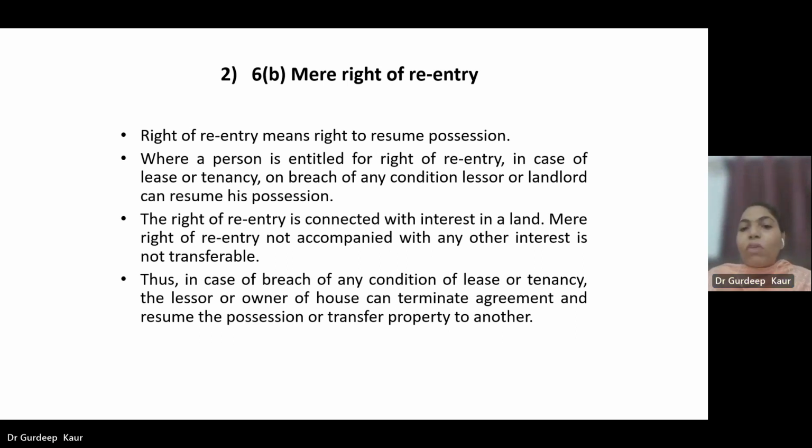Section 6, Clause B, provides another restriction, which is called mere right of re-entry. Here, right of re-entry means the right to resume possession. A person is entitled to a right of re-entry, basically in the case of lease or tenancy, and on breach of any condition, the lessor or landlord can resume his possession. This right of re-entry is connected with the interest in land. A mere right of re-entry not accompanied with any other interest is not transferable. So in the case of breach of any condition of lease or tenancy, the lessor or the true owner of the house can terminate the agreement and resume the possession or transfer the property to another.